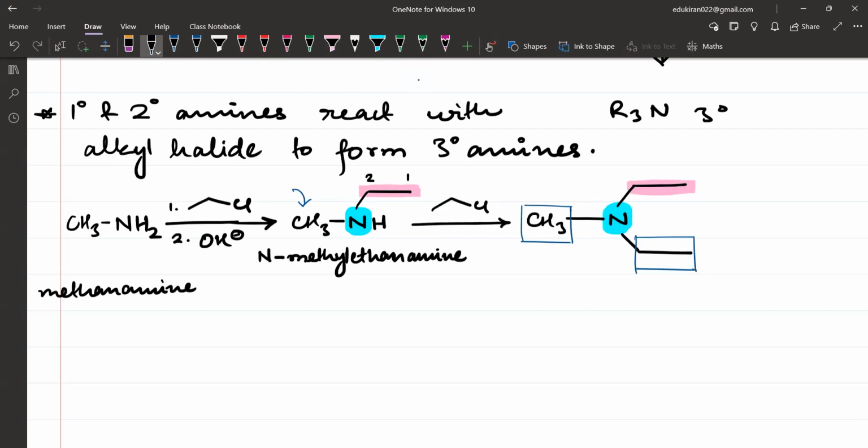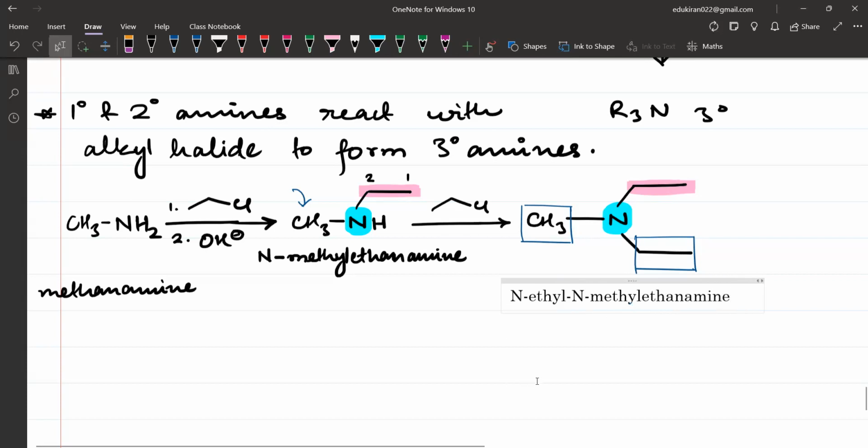So the name of this molecule is going to be, let me type it, otherwise it will be taking too large size. जो इसका नाम होगा, it will be N-ethyl-N-methylethanamine. N-ethyl-N-methylethanamine will be the name. ठीक है, प्लीज राइट दिस डाउन.